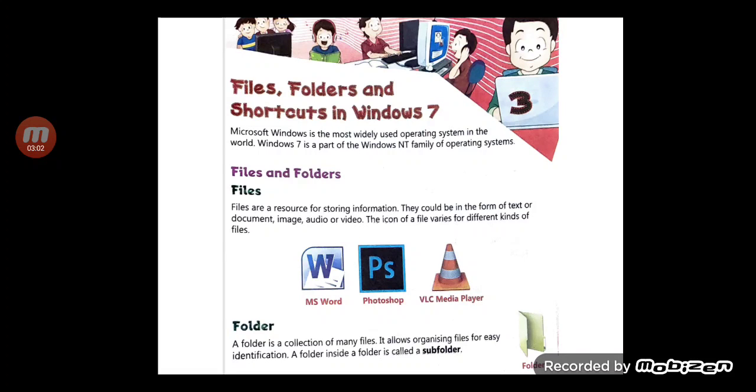on the picture on the screen. See, MS Word, so this is a document file. Photoshop, VLC media player, these are all icons of different kinds of files. Okay, now next is folder. What is a folder? A folder is a collection of many files together, where you save many files at a place. That collection of files is called a folder.